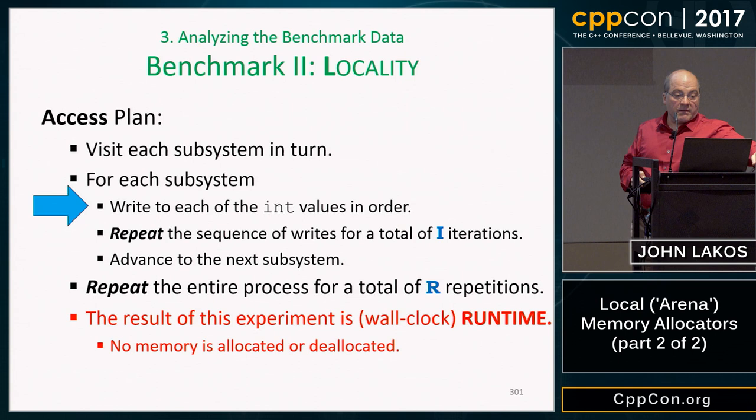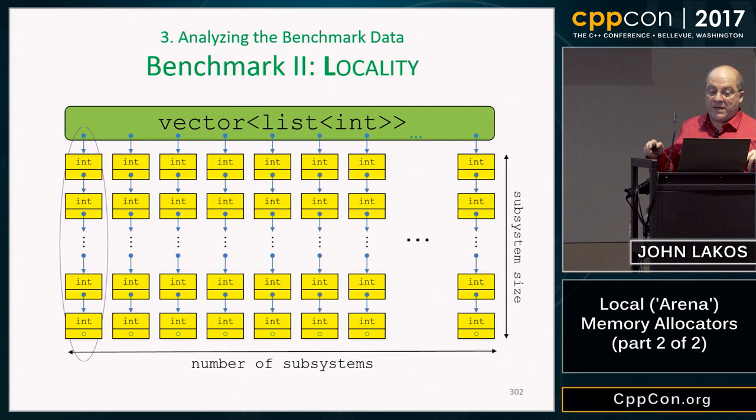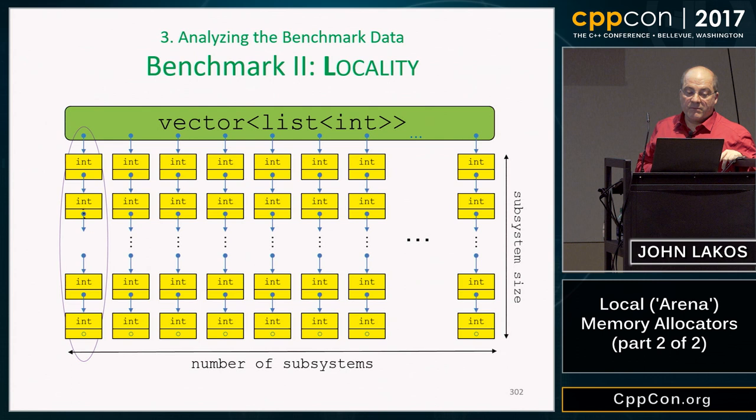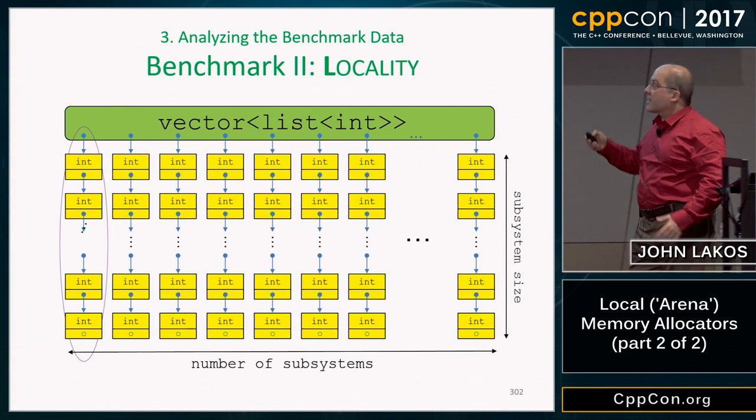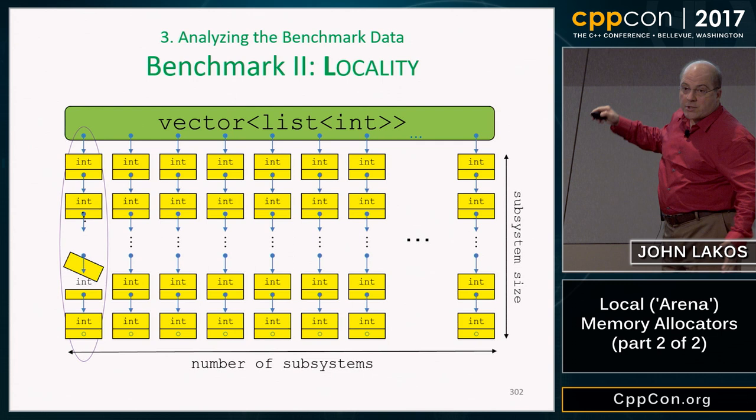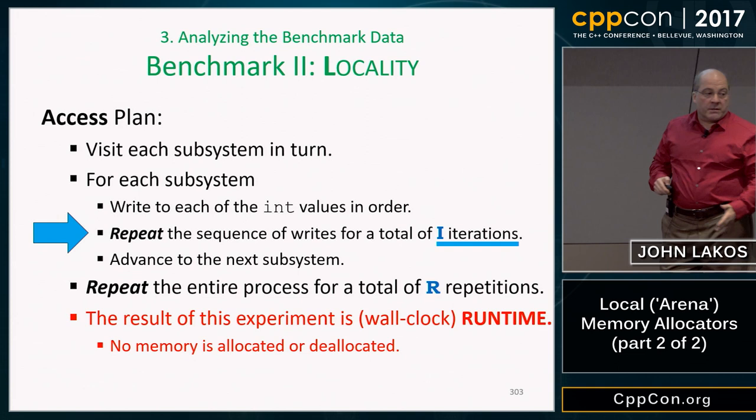So we're going to write each of the int values in order. So what does that look like? Here's a subsystem, and watch, I'm writing it. Now, we don't know how long this could go, because it could be a very large subsystem. Okay, it's done. And then we just did one iteration. But we're going to repeat that for I iterations. So in this case, I is 2.